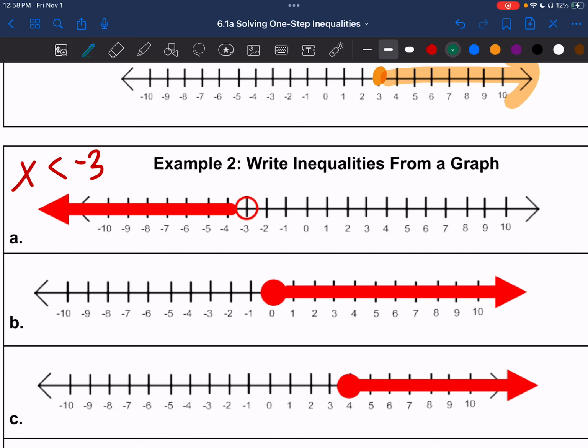Now, as we look at letter B, we're going to start off. We have our variable, x. We have our reference point. Our point is 0, and it is a closed circle, and we're shading to the right, so it's going to be greater than or equal to. x is greater than or equal to 0. And letter C, we have a point at 4, and we are shading to the right, so it's going to be greater than, and it is a solid circle, so it's greater than or equal to.